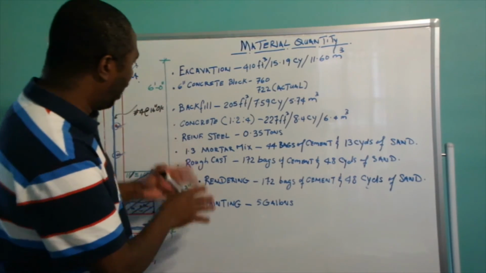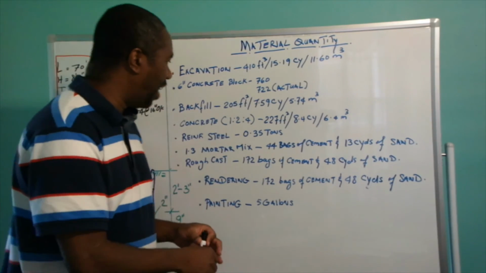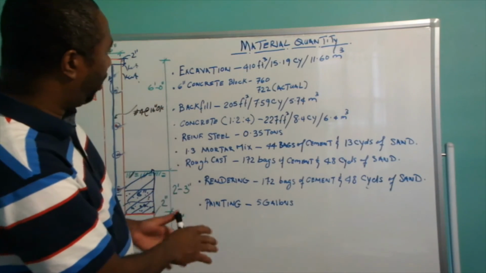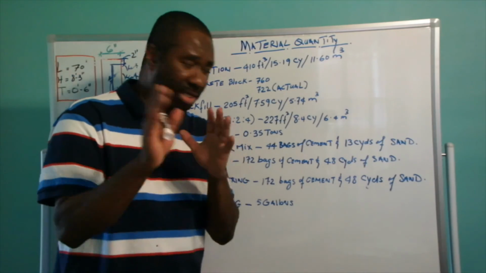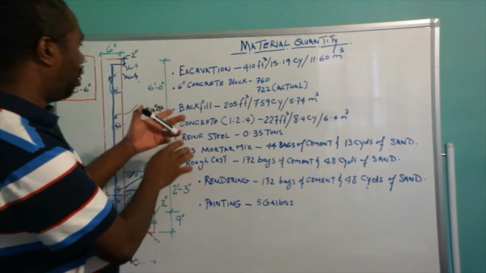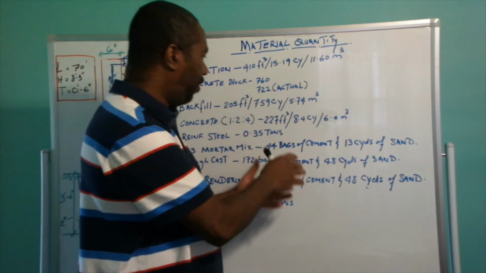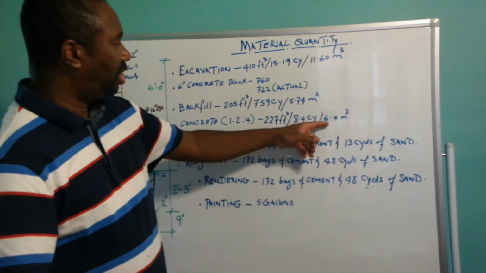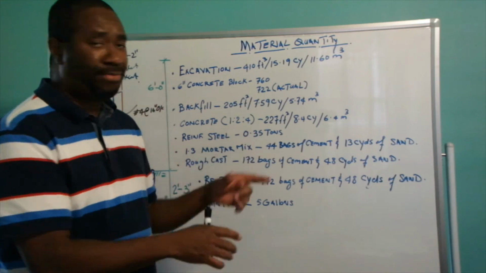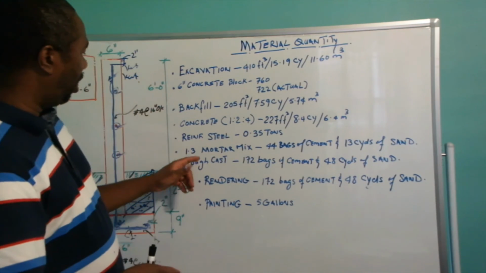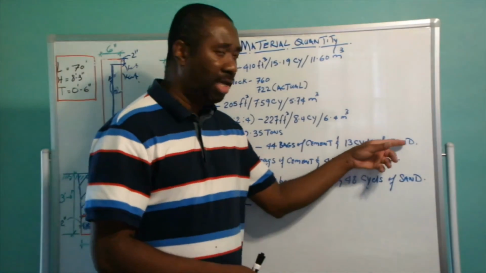We calculated the backfill to be 205 cubic feet or 7.59 cubic yards or 5.74 meter cube. We calculated the concrete 124, that is, to be 227 cubic feet or 8.4 cubic yards or 6.4 meter cube. We calculated the reinforcement steel to be 0.35 tons. We calculated the 1-3 mortar mix to be 44 bags of cement and 13 cubic yards of sand.